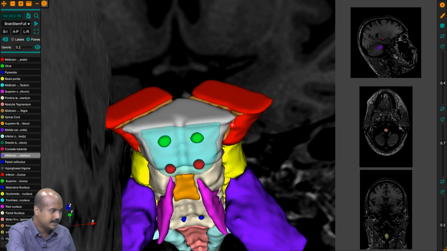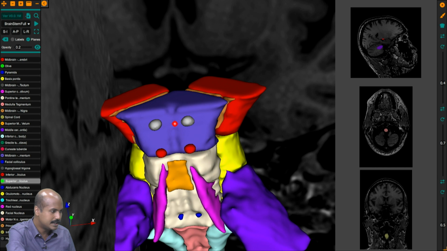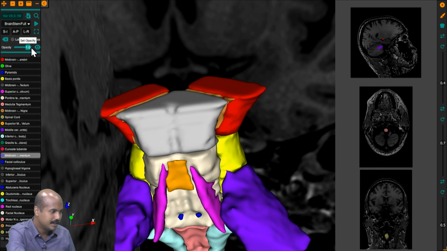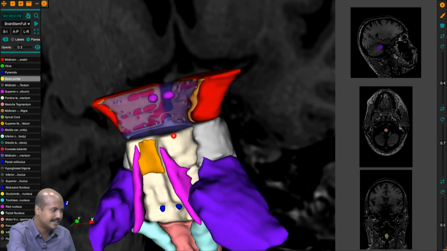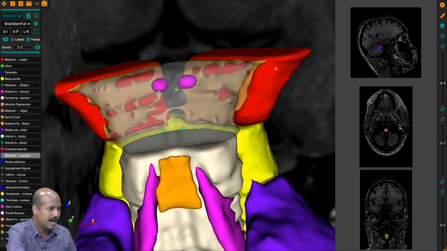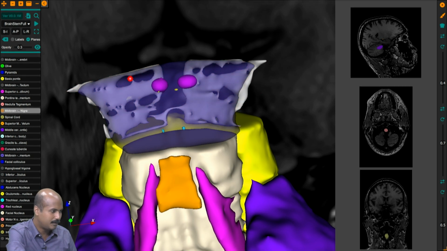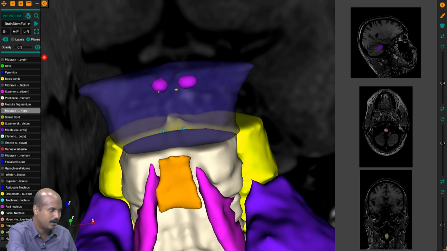So I'll take the tectum and remove it completely. I'll take the superior colliculus also and remove it. I'll take the inferior colliculus and remove it. Now if I take the tegmentum and reduce its opacity, you can see a couple of nuclei inside the tegmentum. To visualize it better, I am going to hide the crus cerebri as well as the substantia nigra. I have already mentioned those, so I am hiding all those things.